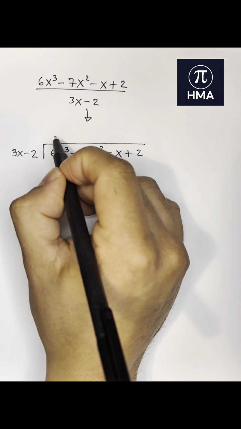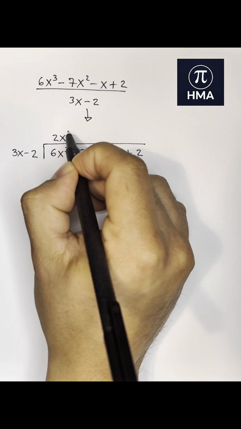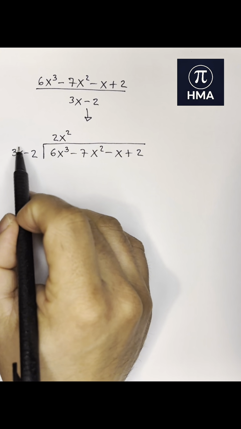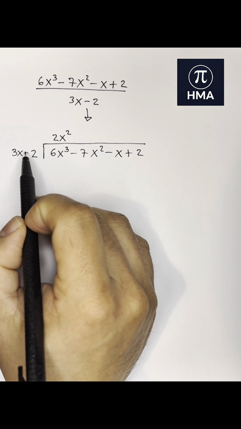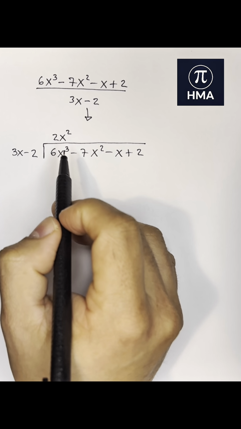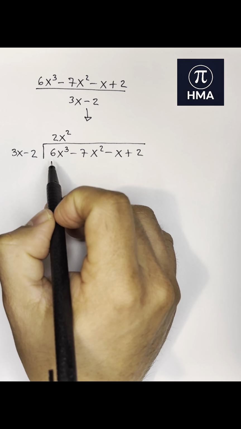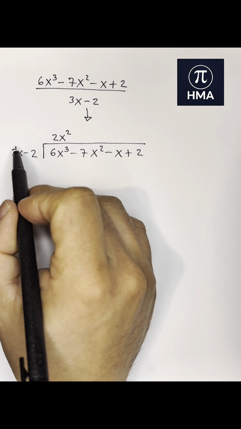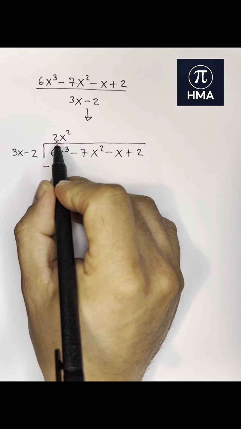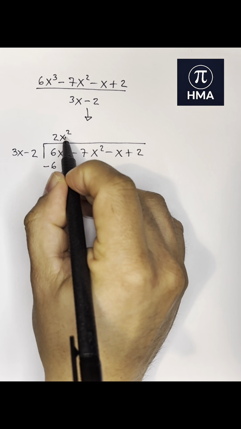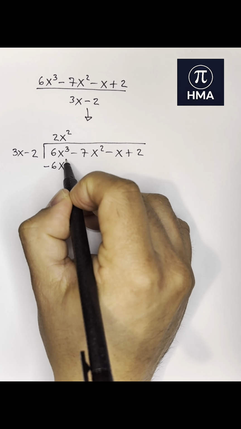In this case will be 2x squared. So 2 by 3 is 6. And x squared by x is x cubic. But we need to perform subtraction, then we need to change the sign of the result of the multiplication. In this case, the result is positive, then will be negative. 2 by 3, 6, and x squared by x cubic.